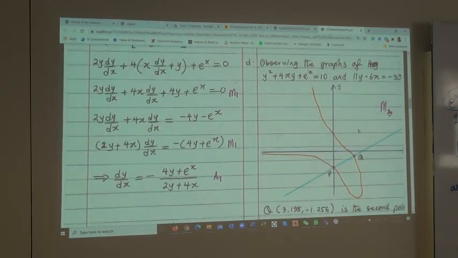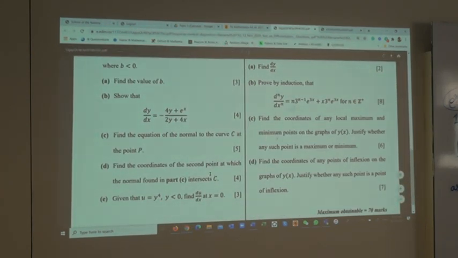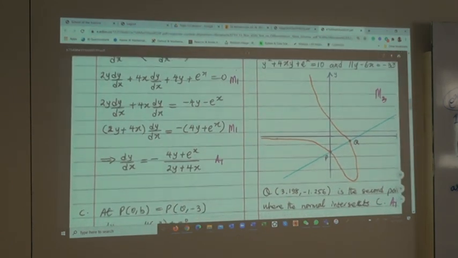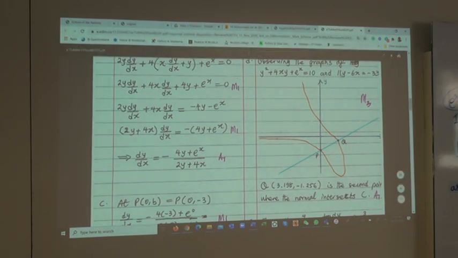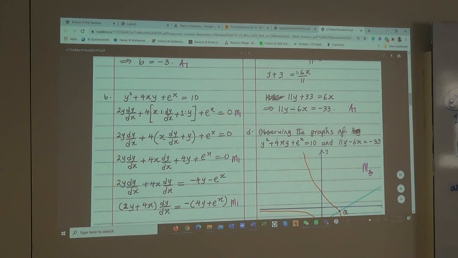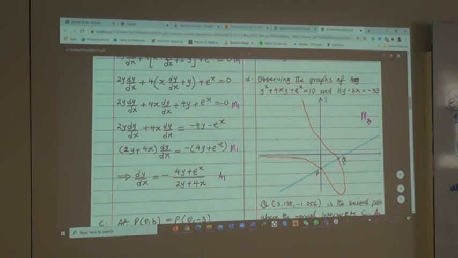Then for the D part of the question, which says, we need to find the second point where they intersect. So I said using technology. There are different ways to do it. You can either sketch the graph and find where it meets, okay? Or you could just substitute, and if you substitute from here now, y is equal to 6x over 11 minus 3, right? If you substitute it here, and you put the equation into your graphic display calculator, your calculator should be able to give you the coordinates of x.